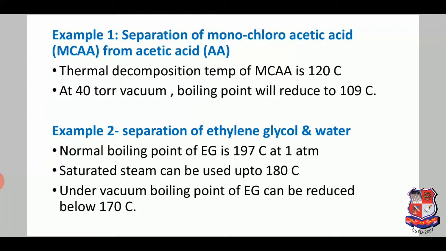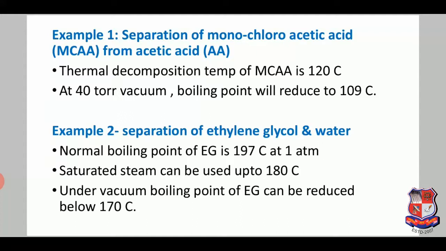Another example is example 2, separation of ethylene glycol and water. Now ethylene glycol has a boiling point of 197 degrees Celsius at 1 atmospheric pressure. So if we go for 1 atmospheric distillation, you will have to use an expensive heating medium, because you cannot use saturated steam above 180 degrees Celsius. It is the limitation of saturated steam that you have to use it below 180 degrees Celsius.